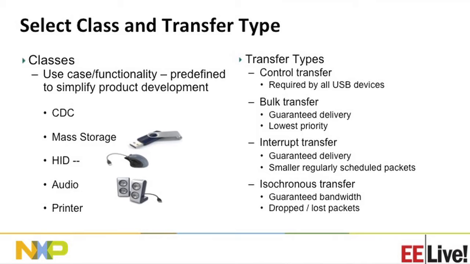So interrupt transfer is a guaranteed delivery with a periodic requirement from the device. For example, normally people use the interrupt transfer for the HID device because you want a PC to periodically see if there is input from the user.